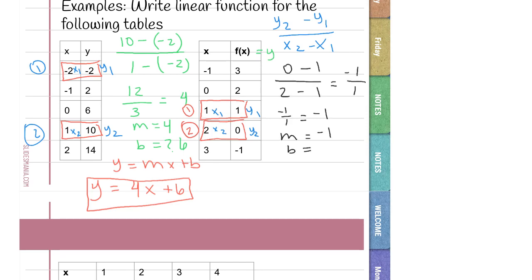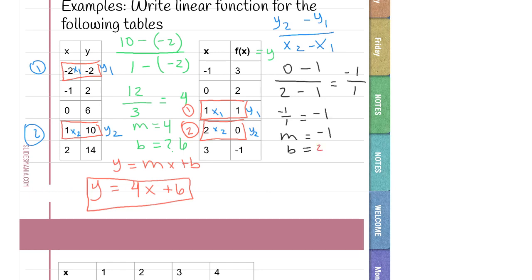Now we need to find our b, or our y-intercept. Well, where is the x equal to 0 here? It's right here, right? This point right here. That means that my y-intercept is equal to 2. So b is equal to 2.